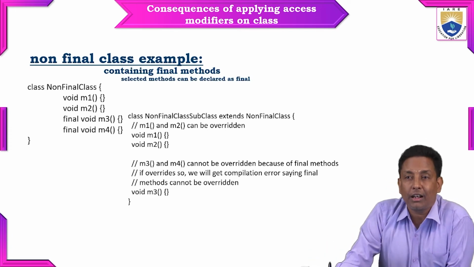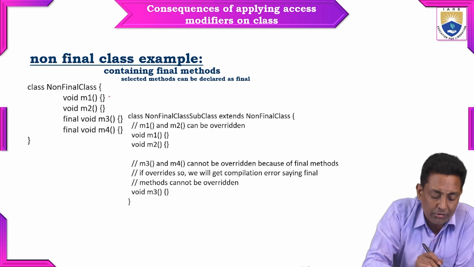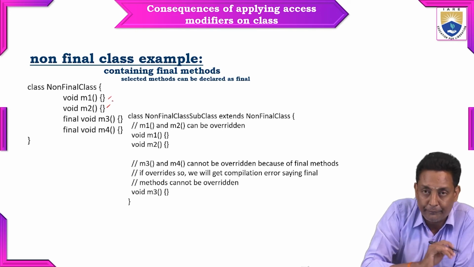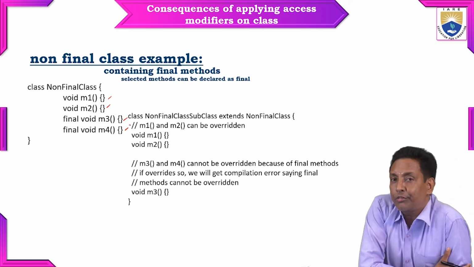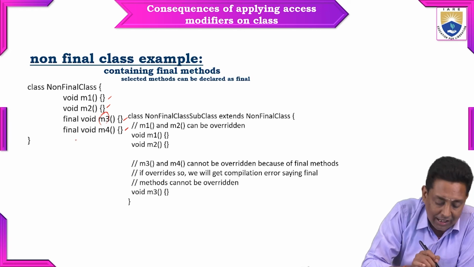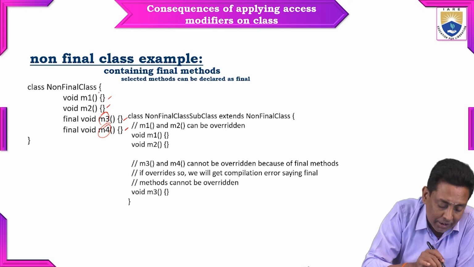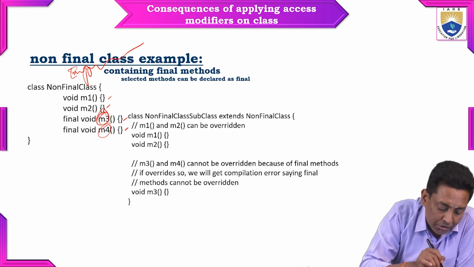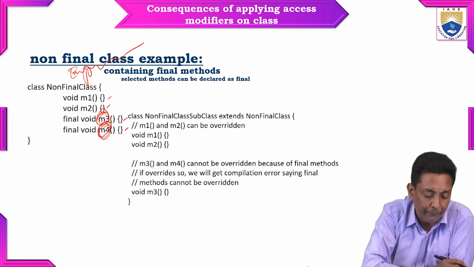Coming to the non-final class, there is a class which contains 4 methods, M1, M2, which are normal methods, and M3, M4, these two are final methods. In these two methods, we have written some calculate salary and authenticate and authorize. Those methods are implemented in some employee service business component. We implemented 2 methods: one to check the authentication and authorization, and one to calculate the salary.